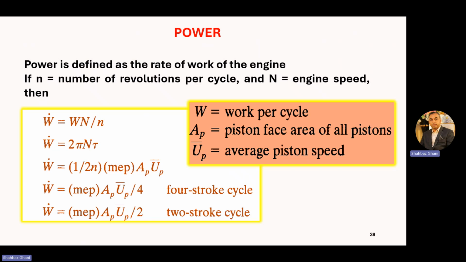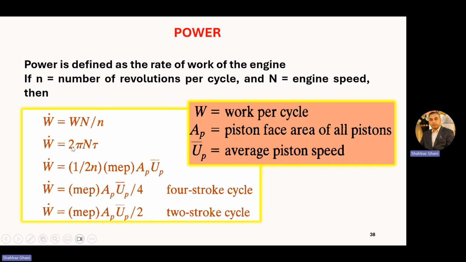Now, power is another operating characteristic of an engine. Power is defined as the rate of work of the engine. If n is the number of revolutions per cycle and capital N is the engine speed, W is the work per cycle, AP is the piston face area of all the pistons, and UP bar is average piston speed, then the power of an engine can be defined as W dot is equal to W times N over n: the work per cycle multiplied by engine speed divided by the number of revolutions per cycle.